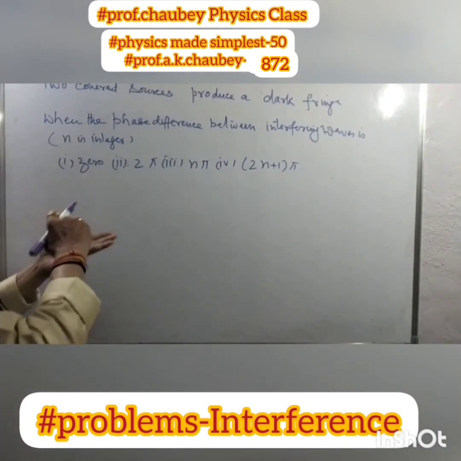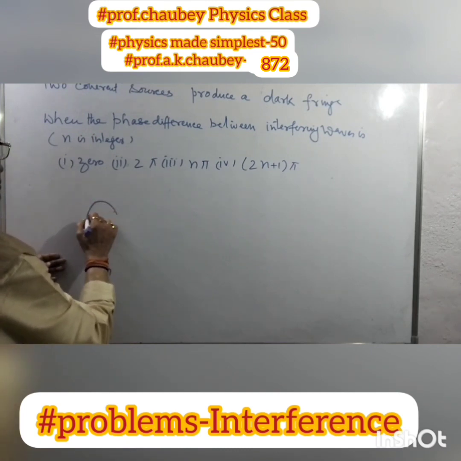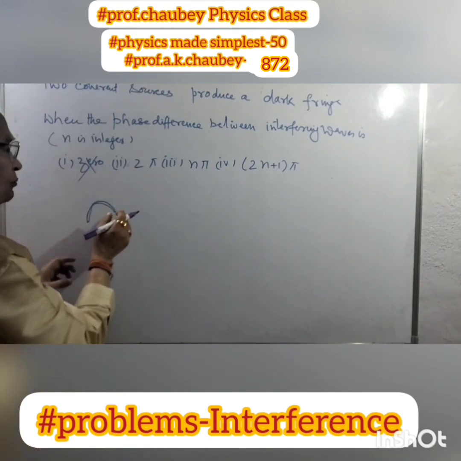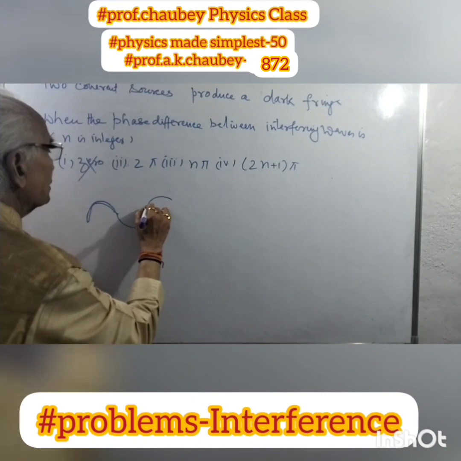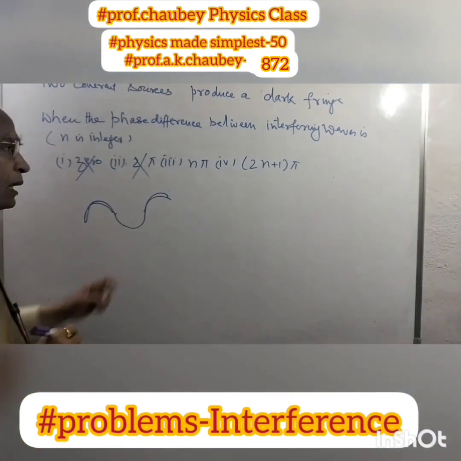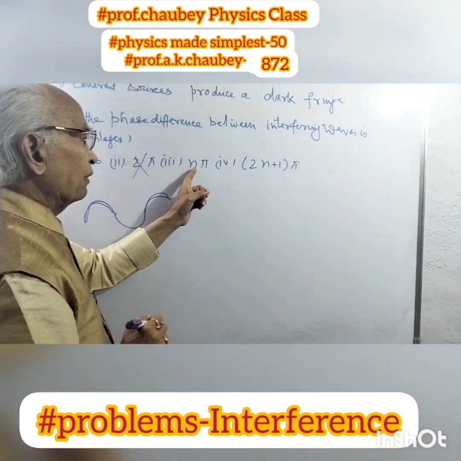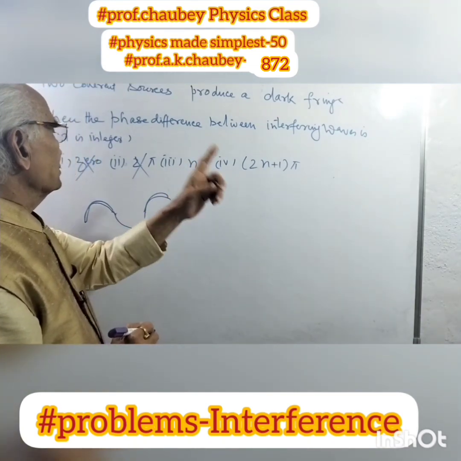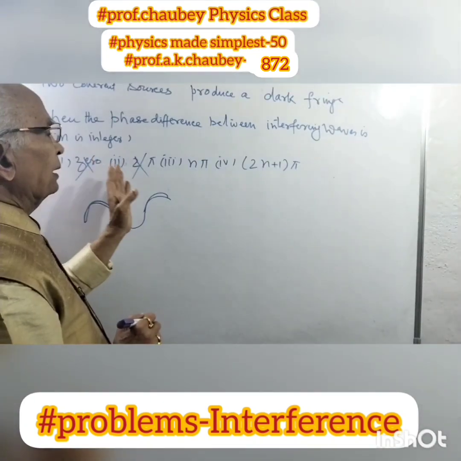So this question: zero phase difference means both waves are coinciding like this. This is not possible because it will be maximum. 2 pi means just after this, again both waves start here, so 2 pi is also not possible. N pi gives pi, 2 pi, 3 pi, 4 pi, 6 pi, so this is also not correct, because it includes 0, 2 pi.